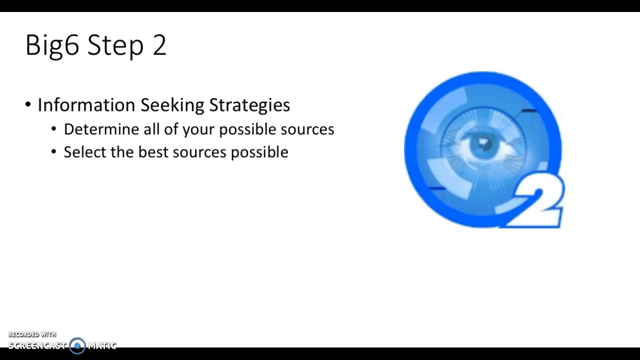Step 2 is information seeking strategies. This is where you're going to determine all of your possible sources. For example, books, websites, people, who and what are the sources that are needed, and then you decide and select which source is the very best.